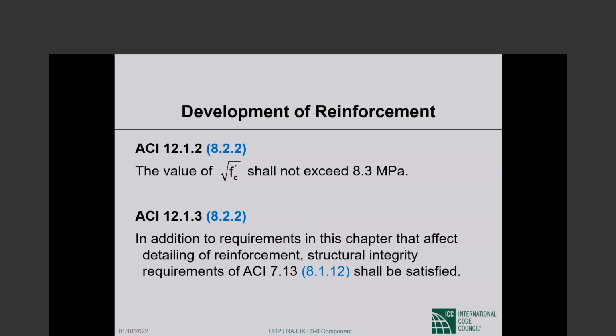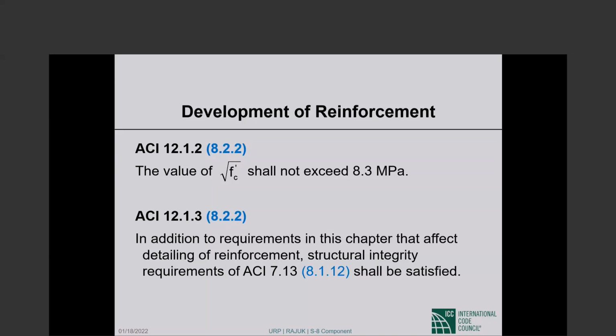In the case of shear, there was an exemption. If you use higher strength shear reinforcement, then the limit doesn't apply. In the case of bond and development length, there is no such exception. So this is an absolute limit. Okay? In bond or development length calculations, I should say, square root of f sub c prime is limited to 8.3 megapascals. In addition to requirements in this chapter that affect detailing of reinforcement, structural integrity requirements shall be satisfied.